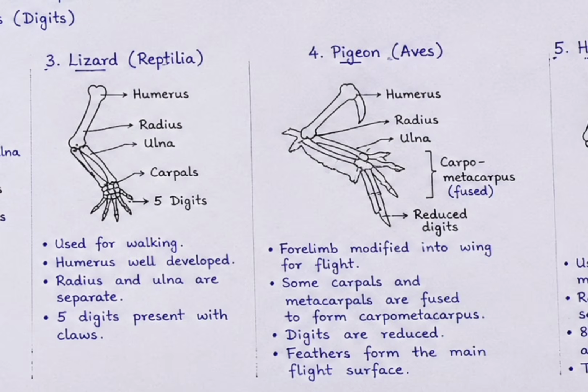For the fourth point, feathers form the main flight surface. Feathers are important for flight on the surface. This is the fourth, Aves. You have to observe that every point has a different function. This is a main point.